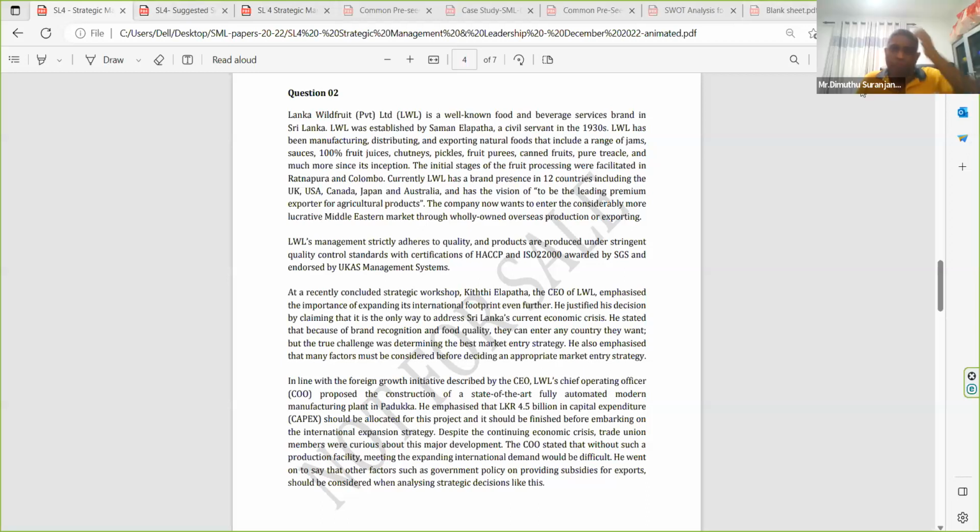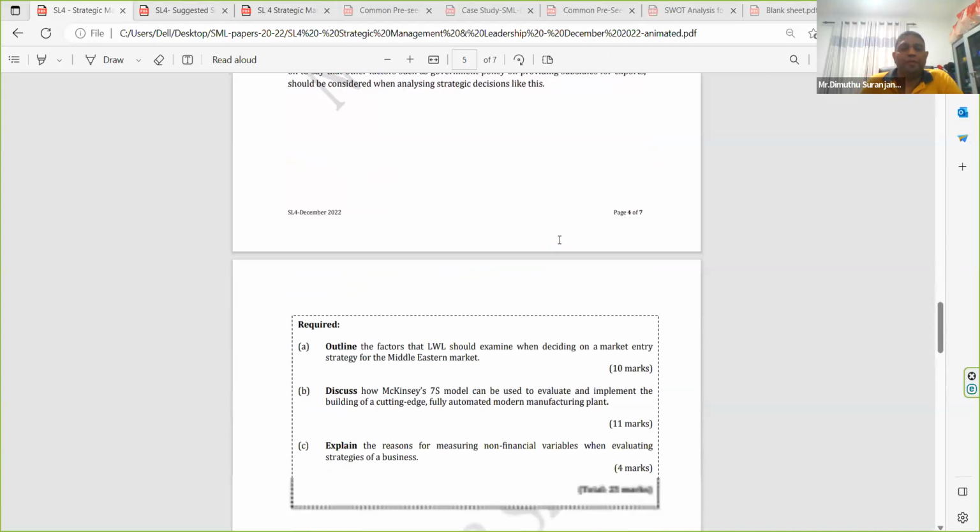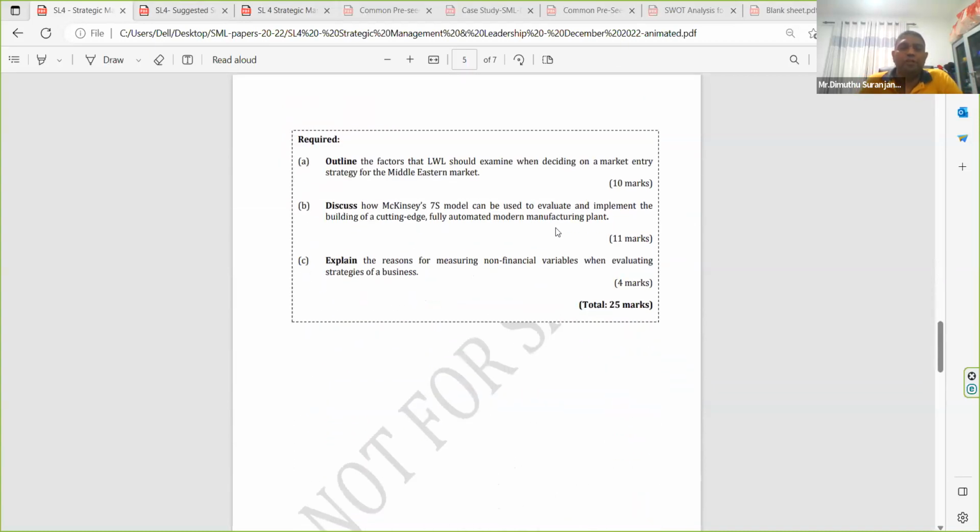Right, welcome back. Question number 2. First of all, we'll read the questions. Look at part A here. Outline the factors that LWL should examine when deciding on a market entry strategy for the Middle Eastern market. So it is market entry to the Middle East, 10 marks.